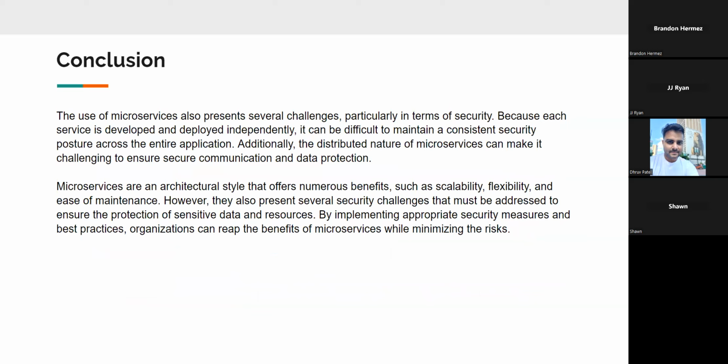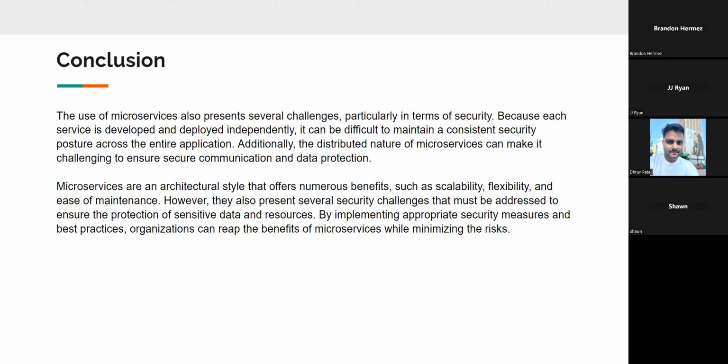Next slide, please. Finally, the conclusion. The use of microservices also presents several challenges, particularly in terms of security, because each service is developed and deployed independently. It can be difficult to maintain a consistent security posture across the entire application. Additionally, the distributed nature of microservices can make it challenging to ensure secure communication and data protection.